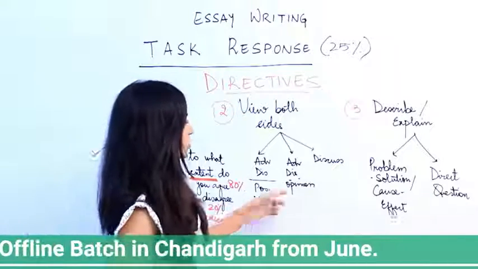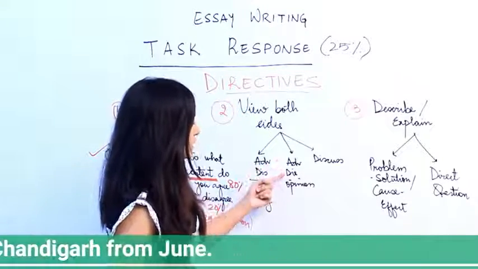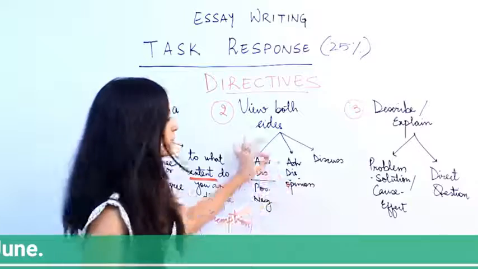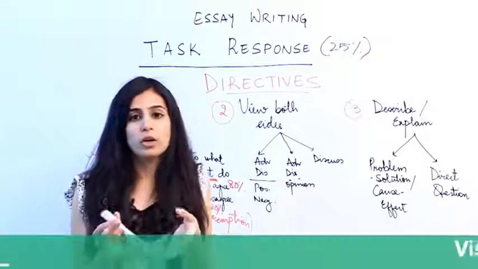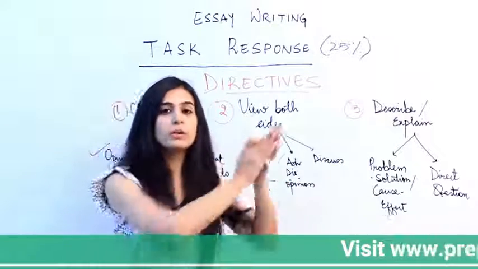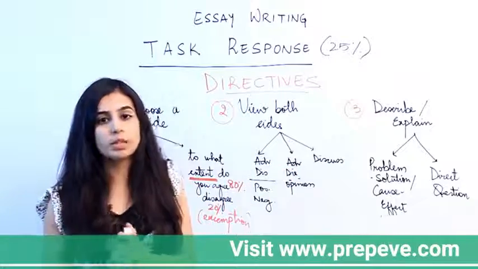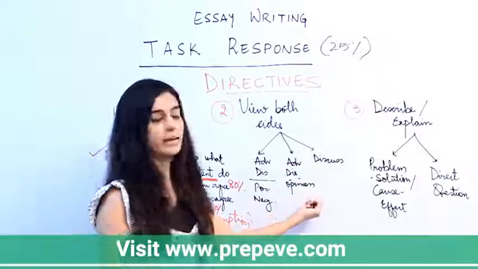The other variation is advantage, disadvantage plus your opinion. You give the advantages, then you give your disadvantages, then you give your opinion. What do you think about it? Whether you agree with the advantages or with the disadvantages. So you give your opinion in the end.